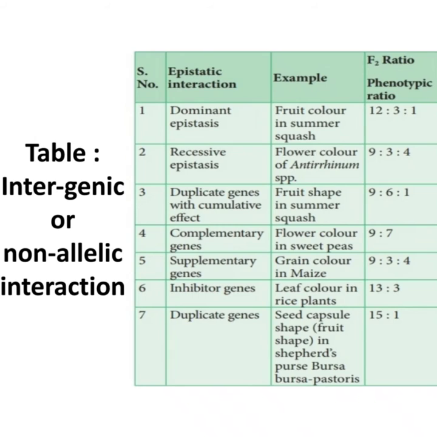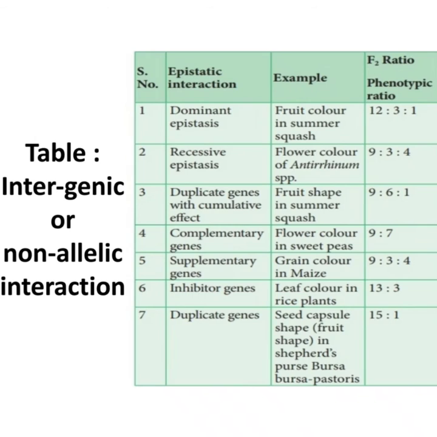Number one is dominant epistasis. The example is fruit color in summer squash. What is the F2 phenotypic ratio? 12:3:1. Number two is recessive epistasis. The flower color of Antirrhinum species is an example. The F2 ratio of the phenotype is 9:3:4. Third one is the duplicate genes with cumulative effect. The example is fruit shape in summer squash. The phenotypic ratio in F2 is 9:6:1.